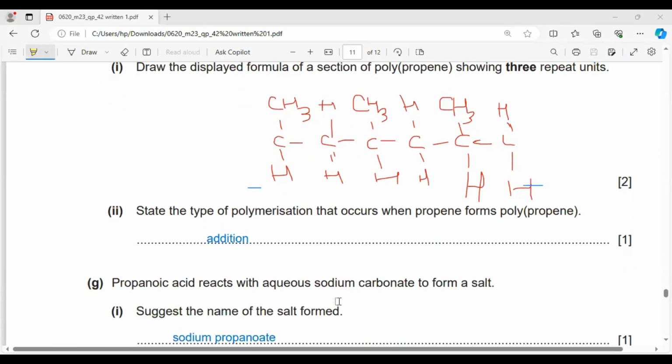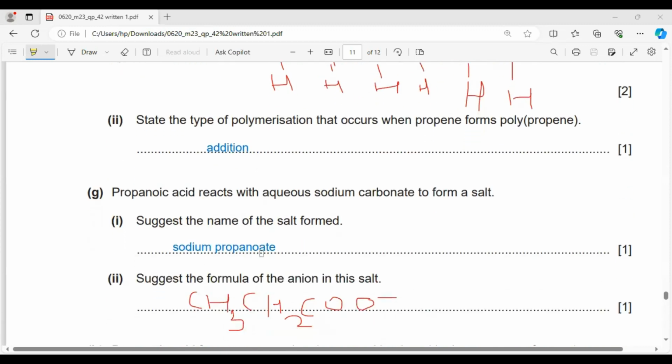State the type of polymerization that occurs when propene forms polypropene. Such a kind of polymer is formed by addition reaction.